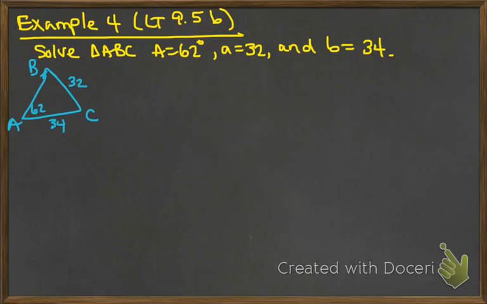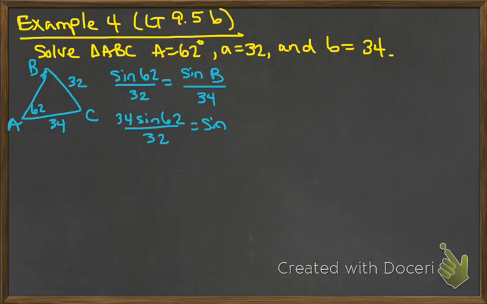So again, there is a set that I know of both the angle and the side opposite it. So I'm going to go ahead and set up my law of sines. So the sine of 62 over 32 has to equal the sine of, and now I know side B, so I've got to find B first. So the sine of B over 34. So I'm going to cross multiply and divide. So 34 times the sine of 62 divided by 32 has to equal the sine of B.